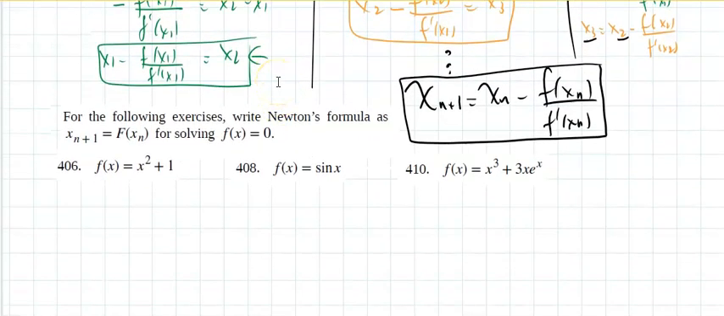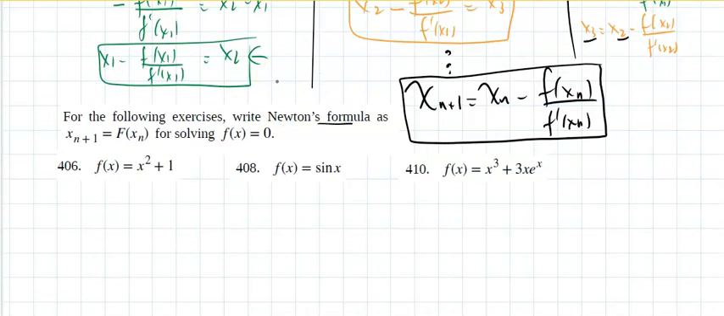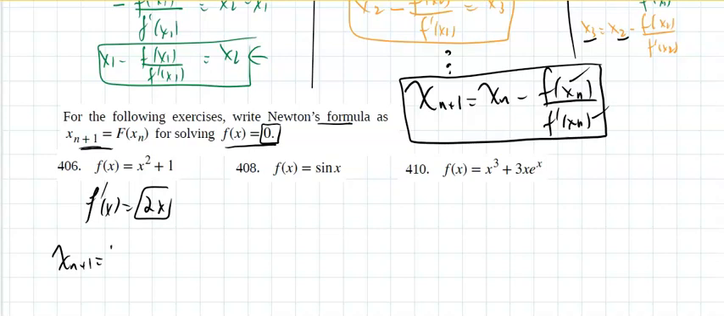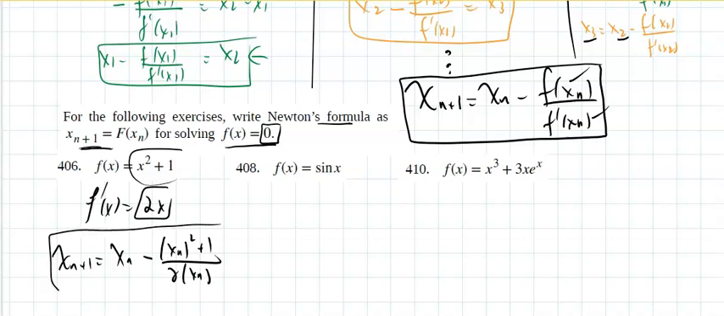So what they would like us to do for the following exercises is write Newton's formula, whenever you want to try to figure out where the y value crosses the x-axis. So what I need is f of x and f prime of x. In this case, x sub n plus 1 will be x sub n minus f of x sub n, that's x sub n squared plus 1, divided by 2 times x sub n. That's what I plug in my calculator.